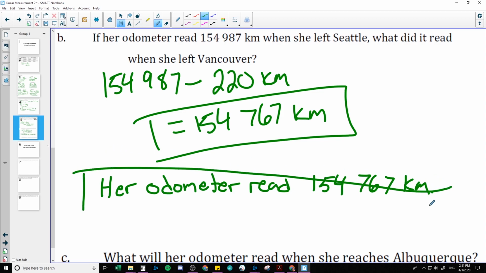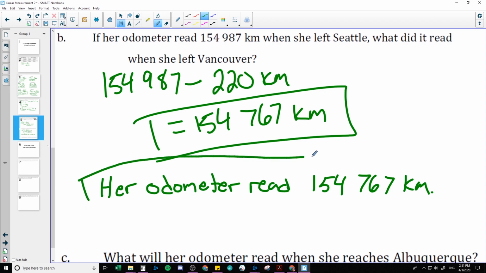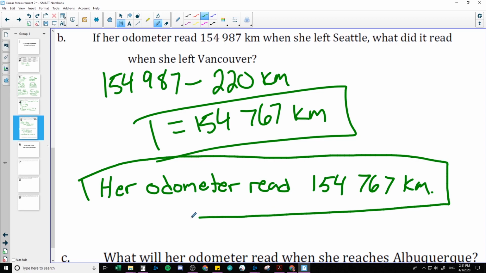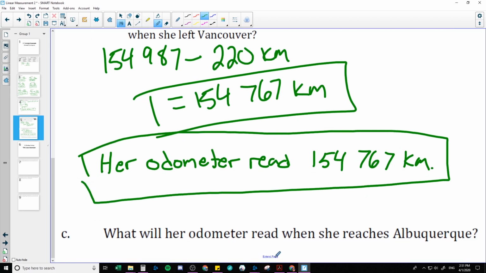Ooh, right in the middle of my answer. I have a really bad habit of doing that. All right, here we go. Better try that time.